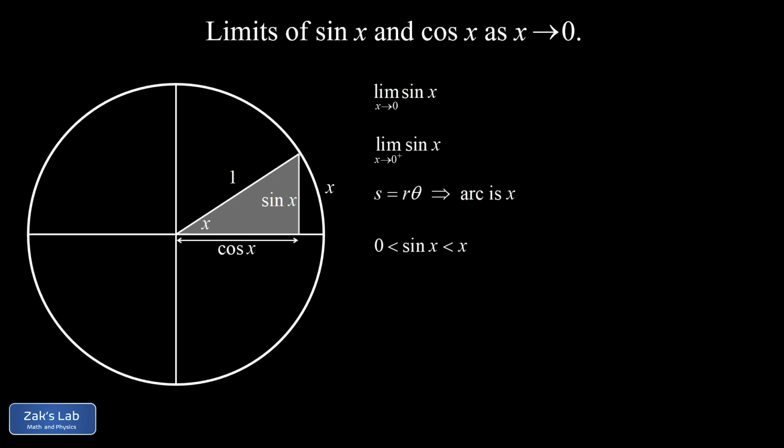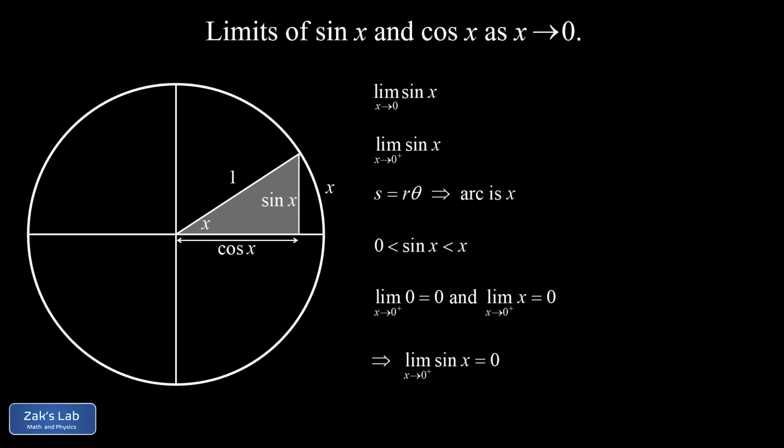But sine x is also less than x. But clearly, x is going to 0 in the small x limit. And 0 is also going to 0 in the small x limit. And that means we can use the squeeze theorem here. The sine function is bounded below by 0 and above by x, but the limits of both of those quantities go to 0. Sine x has no option but to go to 0 as well. So there's the right-handed limit of sine x as x goes to 0.